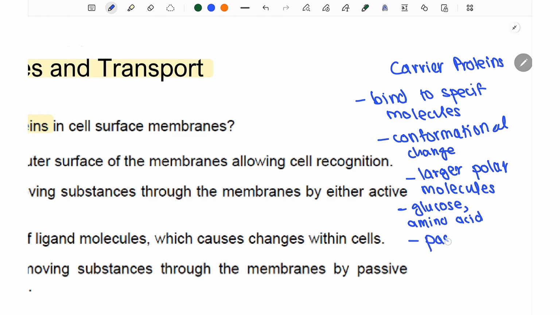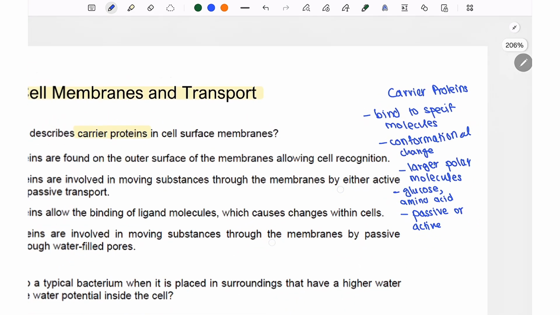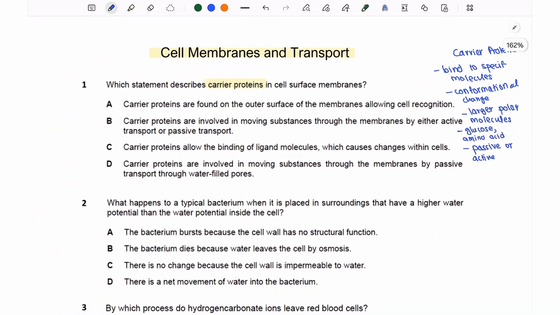And this can either be passive in facilitated diffusion or it can be active, like in active transport where it requires energy, ATP. Whereas channel proteins are going to be described as water-filled pores that are hydrophilic. They're going to look like an open tunnel. They transport small charged particles like ions, and it will be down the concentration gradient. Now let's look at our options.